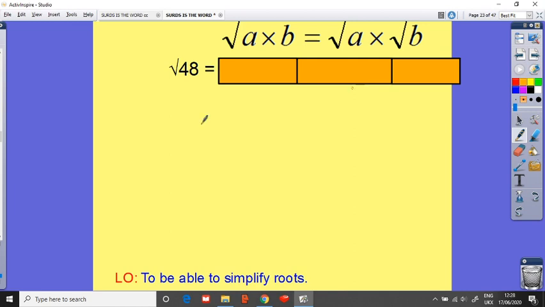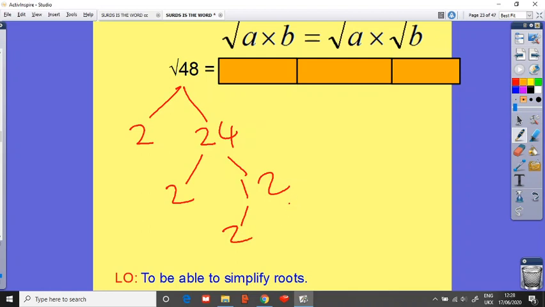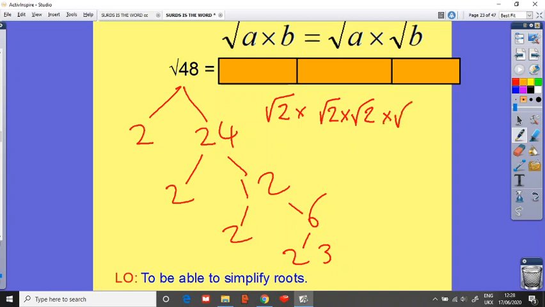Next one. So let's prime factorise 48. So I've got 2 times 24. I've got 2 times 12. I've got 2 times 6. I've got 2 times 3. So root 48 I can write as the square root of 2 times the square root of 2 times the square root of 2 times the square root of 2 times the square root of 3.